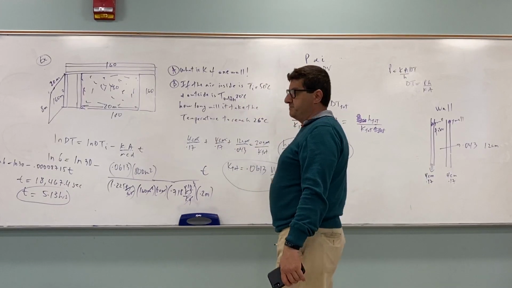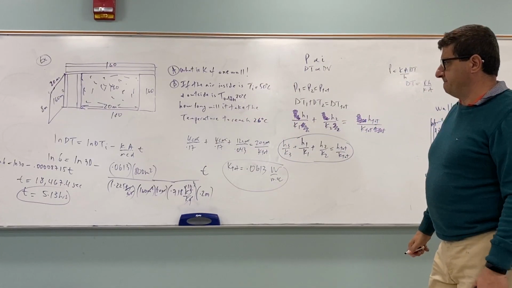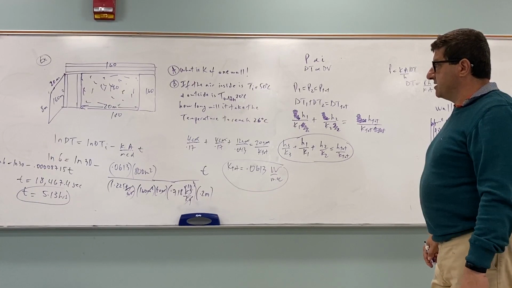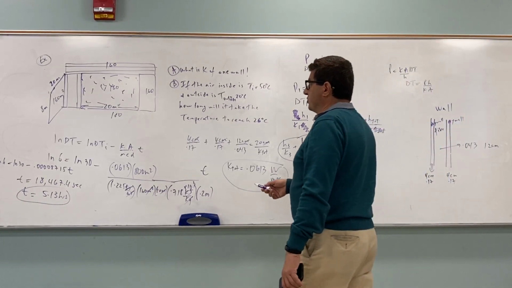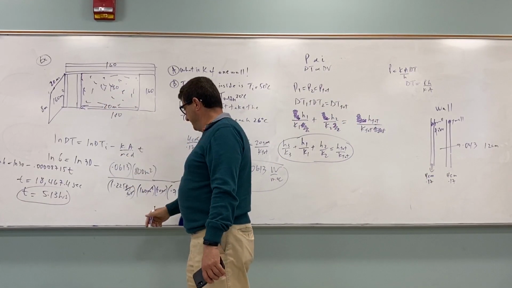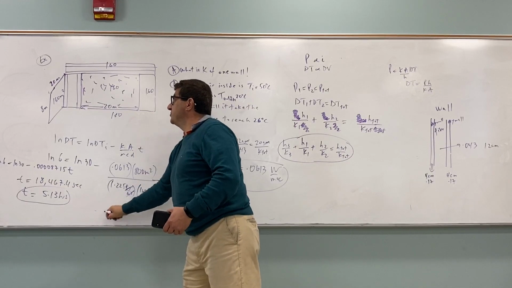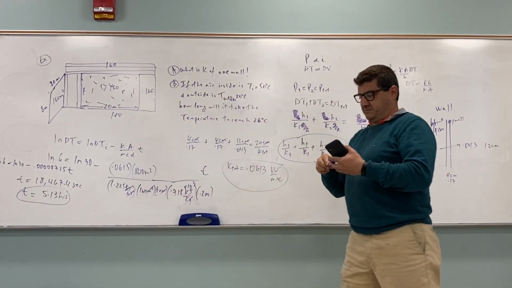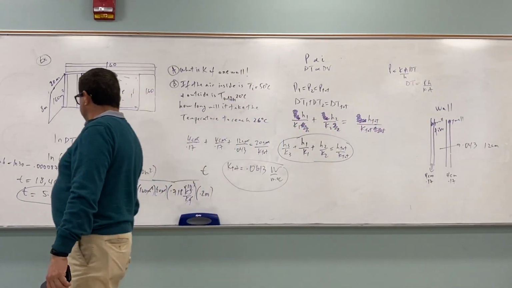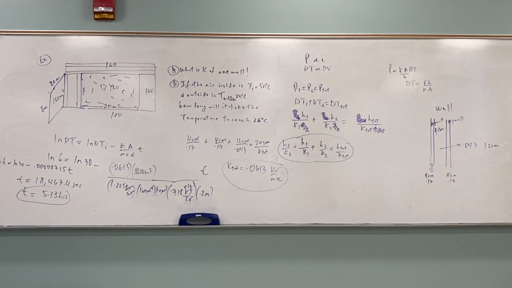Let's see. So the numbers make sense, yeah. The reason why it took a lot of time also is that it was a pretty big house. It's a lot of room, 20 by 20. Nice.